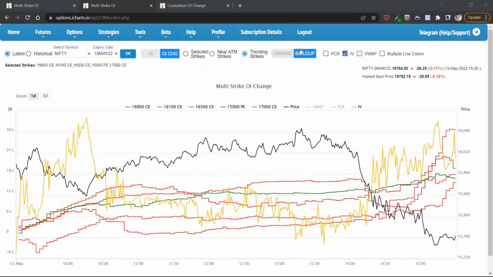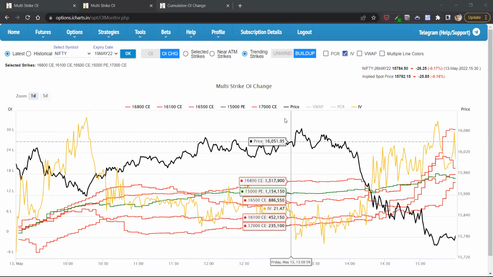It is OI, not buildup. Regarding long, short, it is just OI increasing. This is just OI, that's it. Plain OI. Okay, got it. Yeah, got it. Thank you.